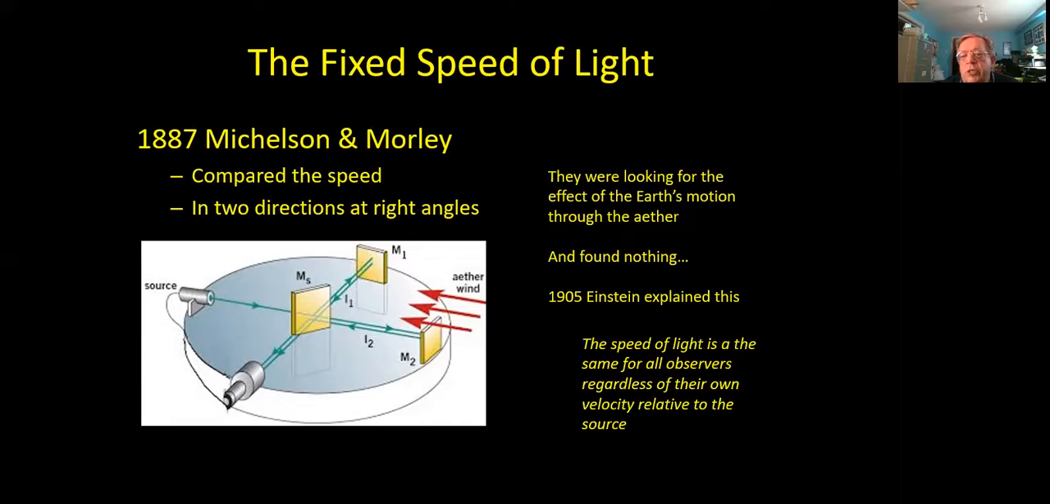But of course, this was explained by Einstein in 1905 with his theory of special relativity, which tells us that the only fixed thing about observations is that the speed of light is the same no matter what observation you make or how the observer is moving.